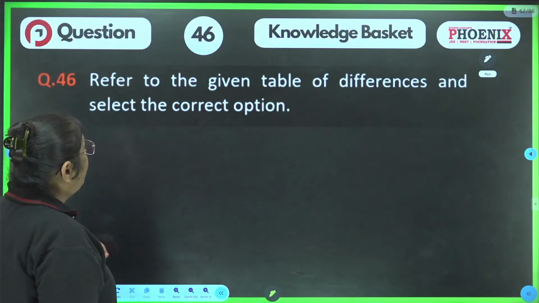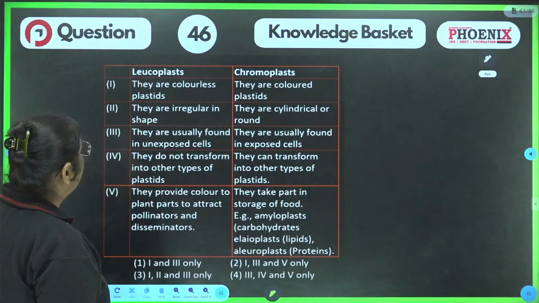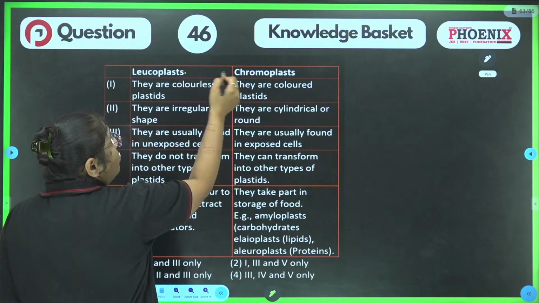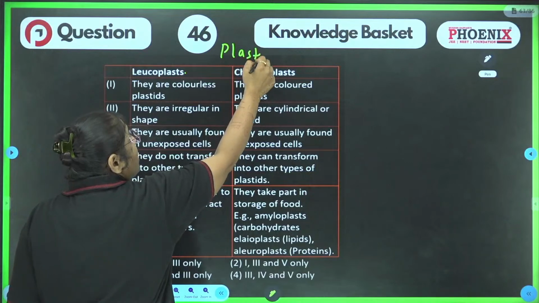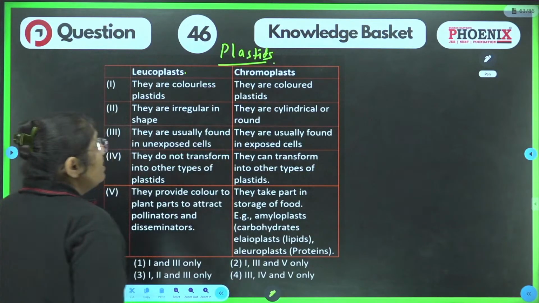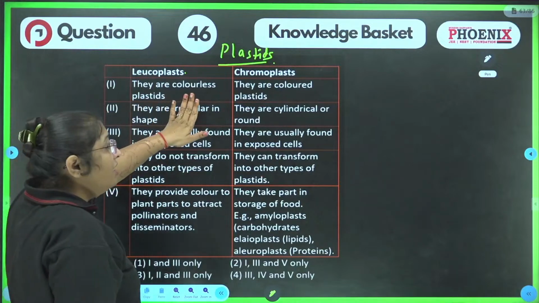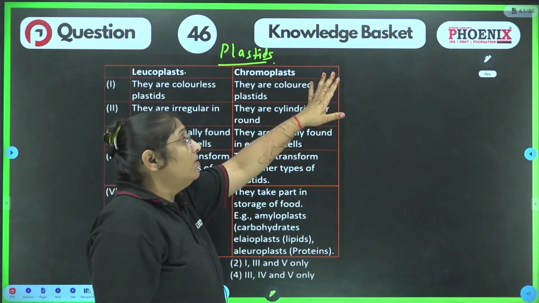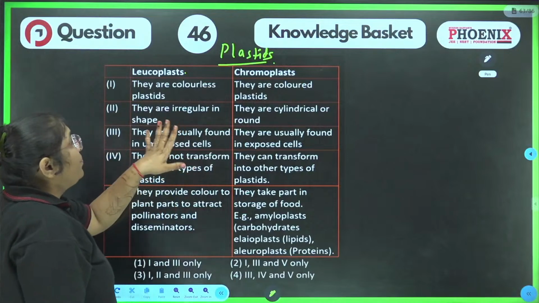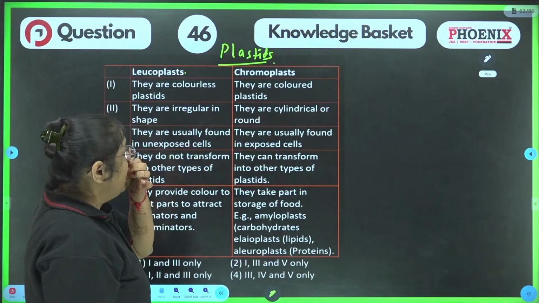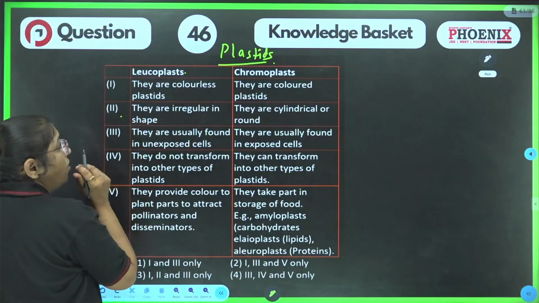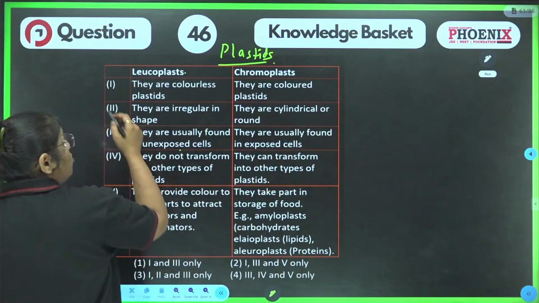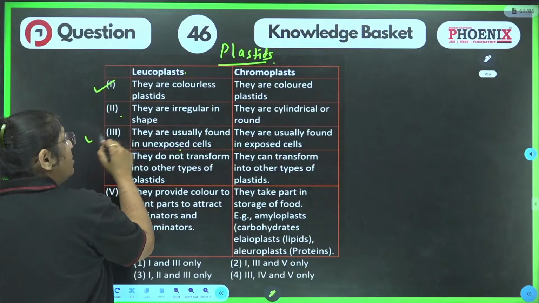Refer to the given table of differences and select the correct option. So here is the table. Leucoplast and chromoplast, students, are both forms of plastids. Leucoplasts are colorless plastids. Chromoplasts are colored plastids, for example chloroplast, which has green pigment. They are irregular in shape. They are cylindrical or round. No, this option is wrong. They are usually found in unexposed cells and they are usually found in exposed cells. So the first statement is correct, the third statement is correct.